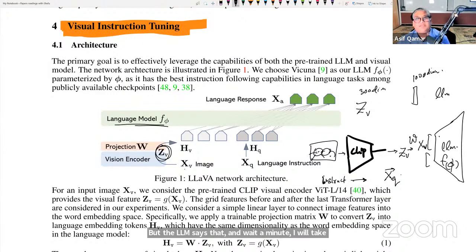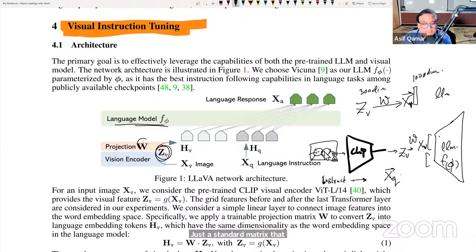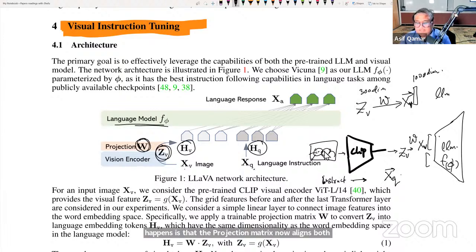I'm taking an example. So what will you have to do? You'll have to do a conversion of this to what this LLM is willing to take. And therefore, you will have to bring in a projection matrix, some linear transformation matrix, just a standard matrix. So that explains the projection matrix here. And when you do that, the projection matrix now aligns both of these things to what the LLM expects. Right? So very simple idea.